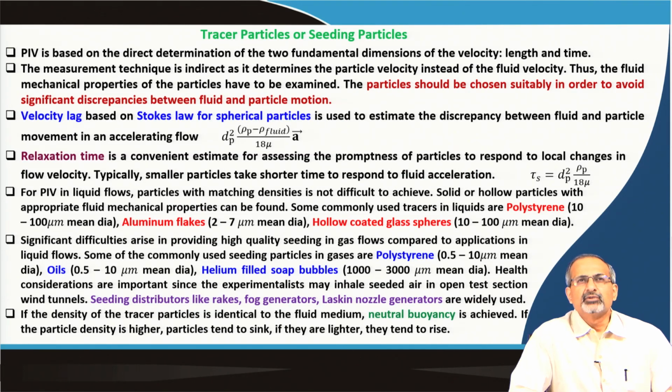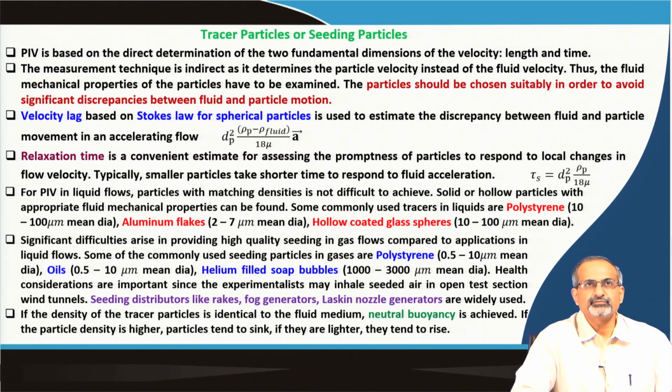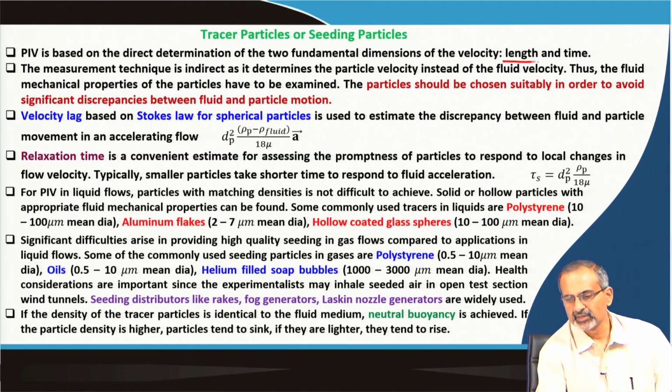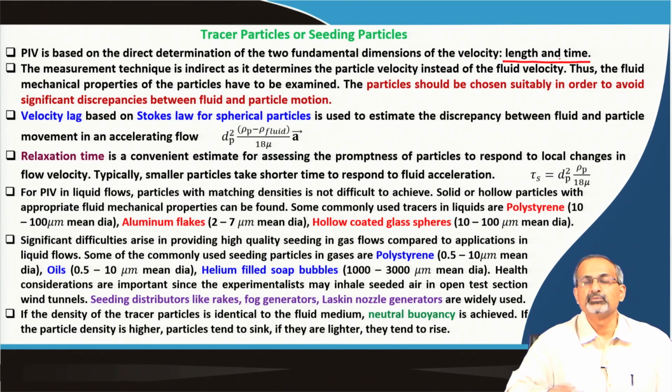Now, we will get into a little more detailing of each and every aspect of a PIV system. So, we are going to look deeper into the tracer particles or the seeding particles, what kind of particles should be used for what media and so on. As we have already discussed, PIV is based on direct determination of two fundamental dimensions of the velocity, length and time. That is why we have been talking about both temporal and spatial resolution.